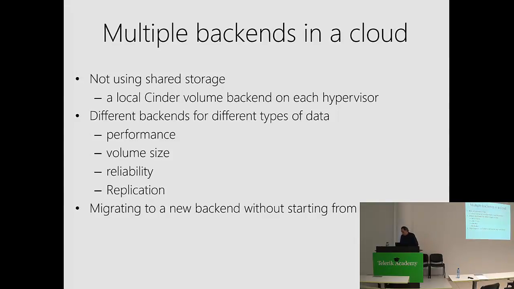Now, in some situations, it's okay to just build a whole cloud using only a single type of volume backend, but sometimes things are not so simple. Sometimes you may need to have more than one volume backend. If you're not using shared storage, of course, you need a volume backend for each hypervisor. Even if you are using shared storage, you may exploit several volume backends for their strengths. Basically, one for performance, one for the capability to create enormous file systems.